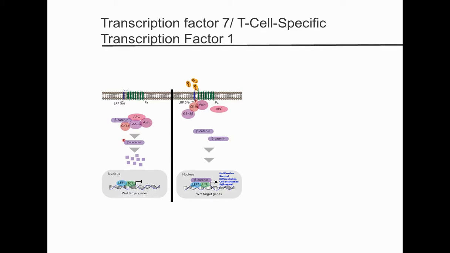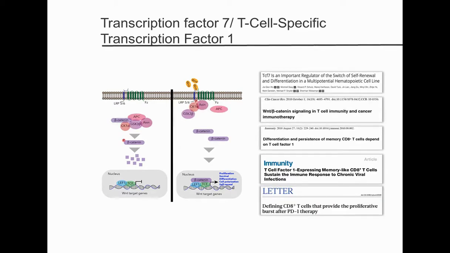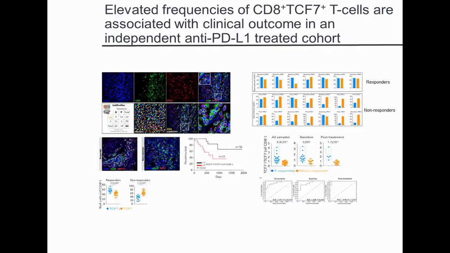It's part of the Wnt signaling pathway. In the context of the immune system, this gene has been shown to be crucial for the self-renewal and differentiation of hematopoietic stem cells. It has also been shown in recent years to be crucial for the reinvigoration of CD8 T-cells in response to checkpoint therapy in the context of chronic CMV mouse models.